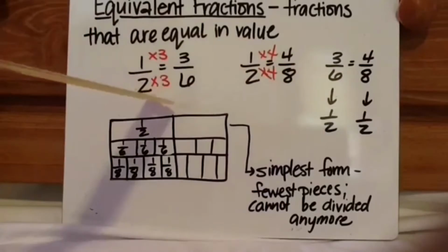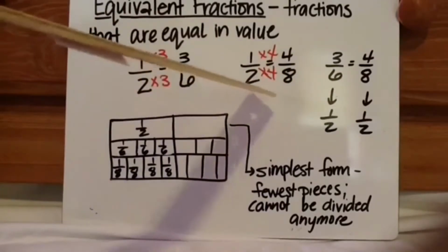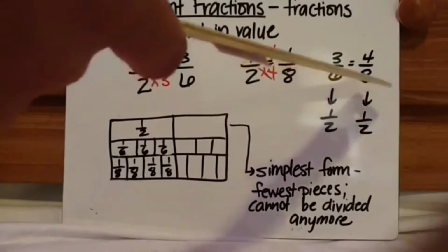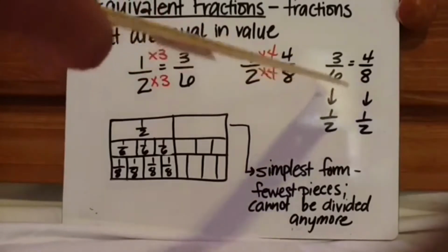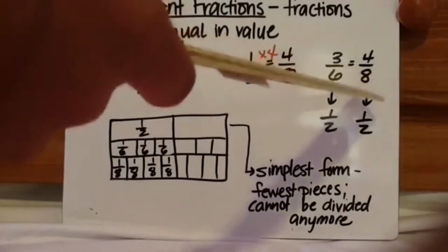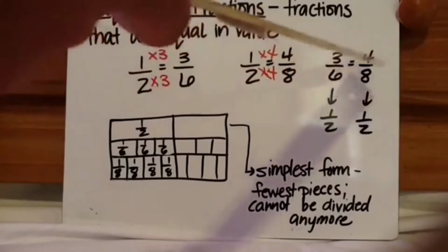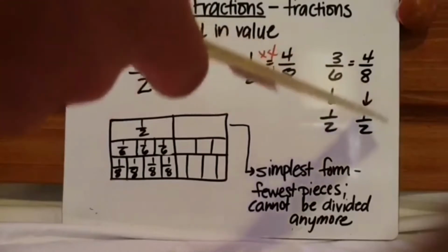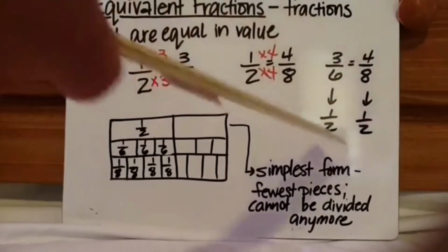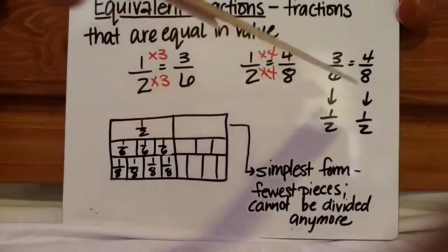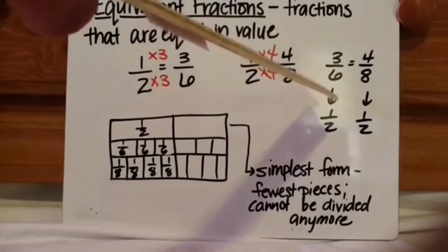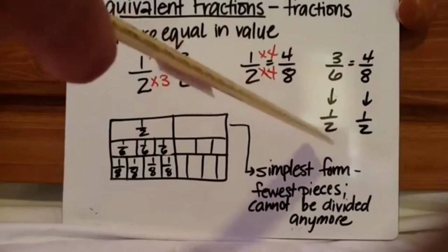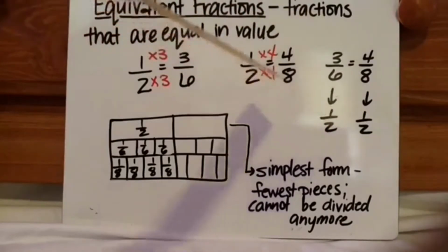Now, if half is equal to 3/6 and half is equal to 4/8, then that means 3/6 and 4/8 are equivalent. But that's hard to prove because 6 times nothing equals 8 and 3 times nothing equals 4. But we know that 3/6 is equal to half, 4/8 is equal to half, so they are equivalent to each other. You can't use the multiplication method with these two. You have to do something called simplest form, which I will show you in a few minutes.